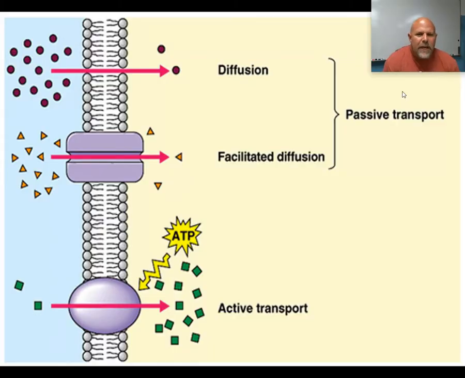So, if we're comparing diffusion and facilitated diffusion to active transport, there are a couple main differences. With passive transport, you're always moving from high concentration to low concentration. With active transport, you're always moving from a low concentration to a high concentration. So we usually use active transport when we want to store something.